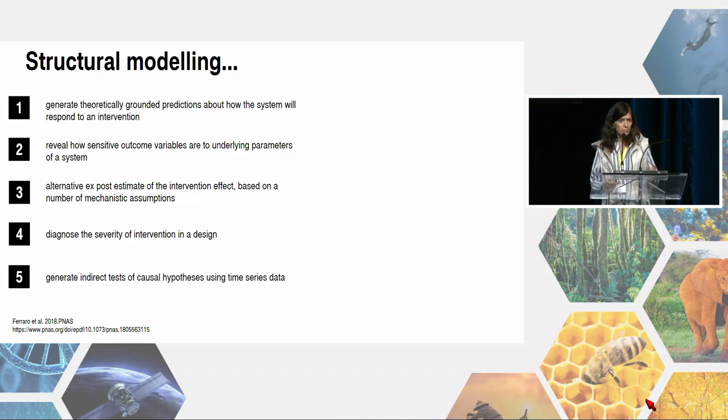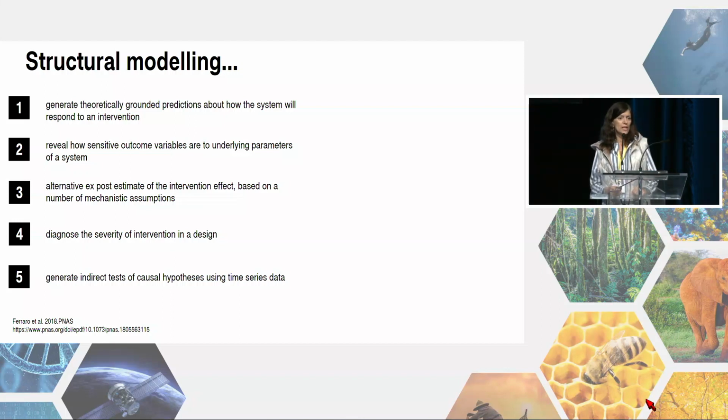The beauty, let's say, of applying causal inference or causal discovery to these coupled human-nature interactions is that it provides us a way to ground our thinking. It provides us a theoretical way to express potential causal relationships between different components of these systems. It may tell us how sensitive outcome variables might be to some parameters of a system or some drivers.